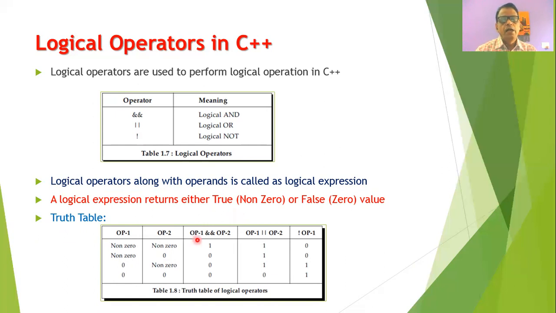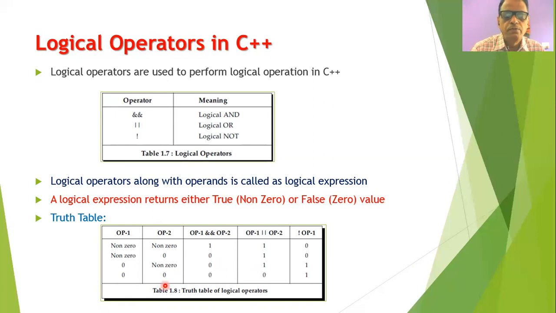So this logical AND operator will require two operands, operand 1 and operand 2. When both the operands have a non-zero value, then the operation will return a true value, that is 1. And when any one of the operands is 0, then the AND operation will return a 0 value. Similarly, the logical OR operation will return a 1 value when either one of the operands is non-zero, that is true. And it will return a 0 value only when both the operands are false, that is when both the operands are 0.